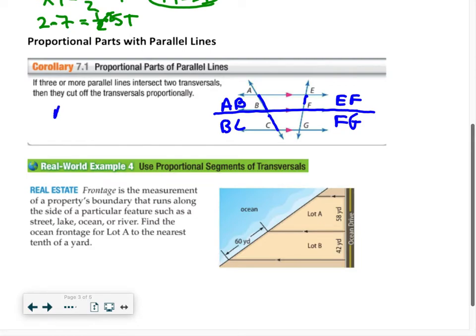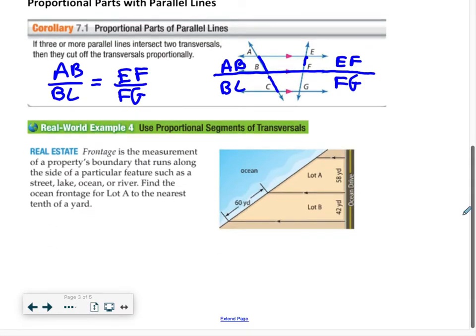AB over BC should be equal to EF over FG. That is how this proportional parts of parallel lines works. So this is a real estate problem, talking about frontage. It's the measurement of a property's boundary that runs along the side of a particular feature, such as a street, lake, ocean, or river. Find the ocean frontage for lot A.